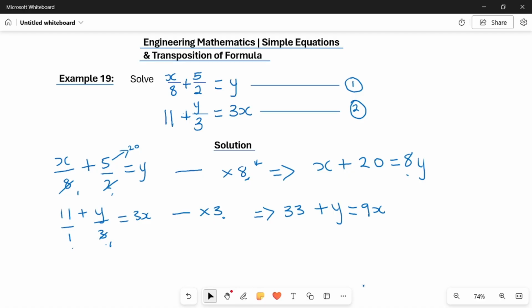Alright. So this is what we got. So now if we rearrange this, we bring 8y to this other side, the left hand side, and we'll take y to the what? Right hand side. We'll have that what?